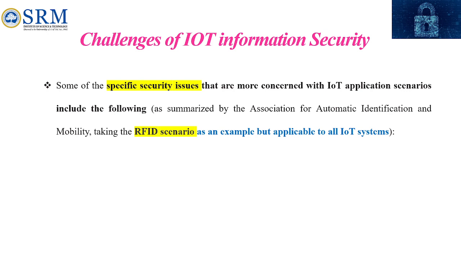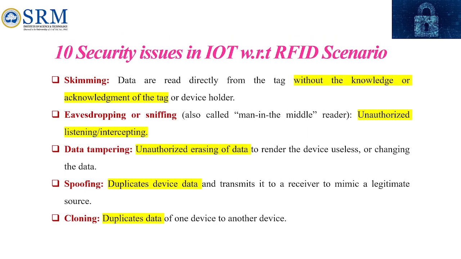So here are some specific security issues that are more concerned with IoT application scenarios, where the RFID scenario is considered as an example for all the IoT systems. This is the main important topic which I need to tell you here. These are the security challenges that we need to see.